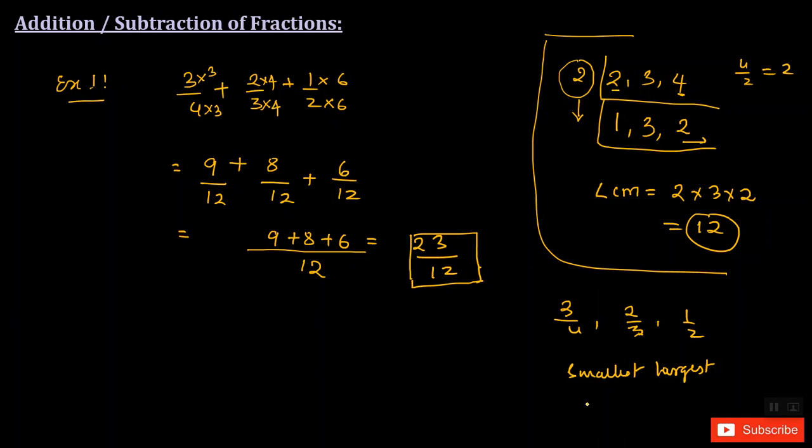So I can say 6 by 12, then the second comes here as 8 by 12, and the third comes here as 9 by 12. After writing this, you can reduce it into the original form. So 6 by 12 can be written as half, then 2/3, then 3/4, right?